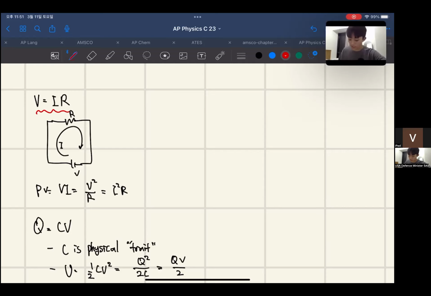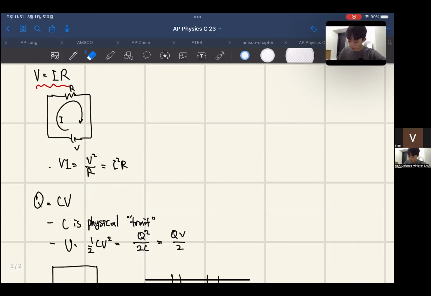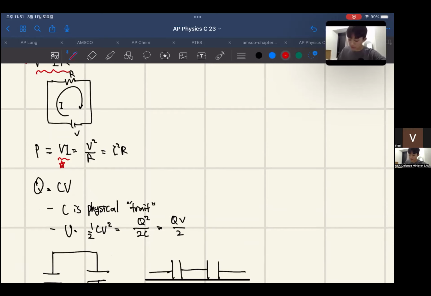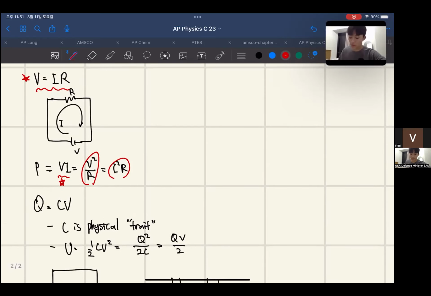Now, what's interesting is you can also calculate P using V, I, and R. The formula is P equals VI. And if you look at the formula V equals IR, you can change this VI into either V squared over R or I squared times R. So even though you don't know V or even though you don't know I, you can still use an alternative formula like V squared over R or I squared R in order to calculate P.